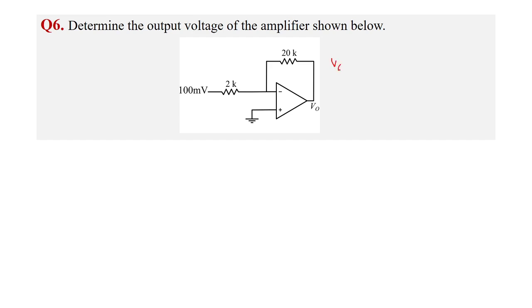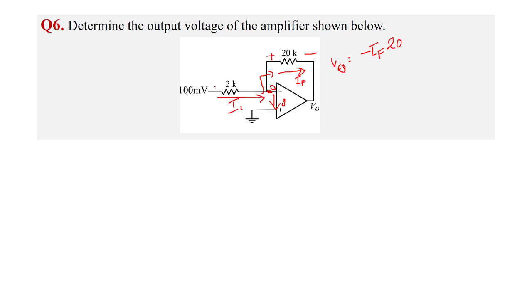Okay, so V0 will be equal to minus IF into 20k. Why? Because since the current is flowing in this direction, this will be plus, this will be minus. And what is IF? Since there is no current in this direction, whatever current is flowing from this input to this node will flow in this direction. Since this voltage is 0, what is this current, say I1?